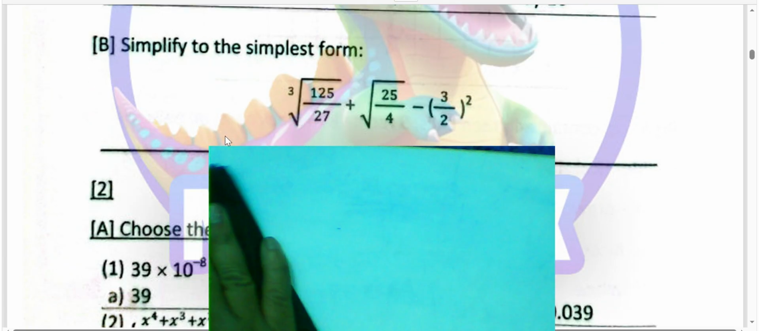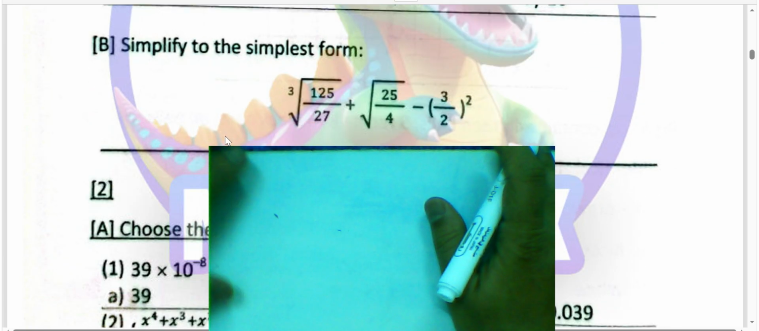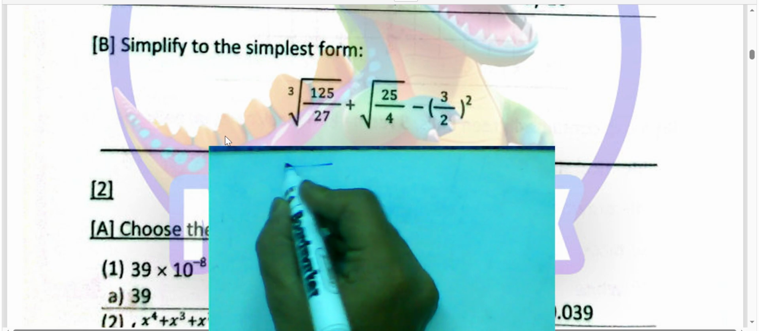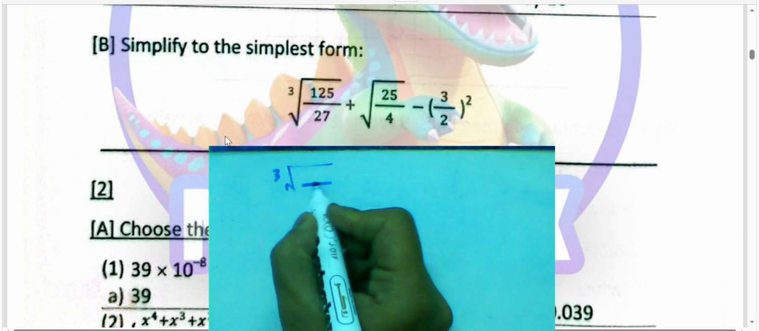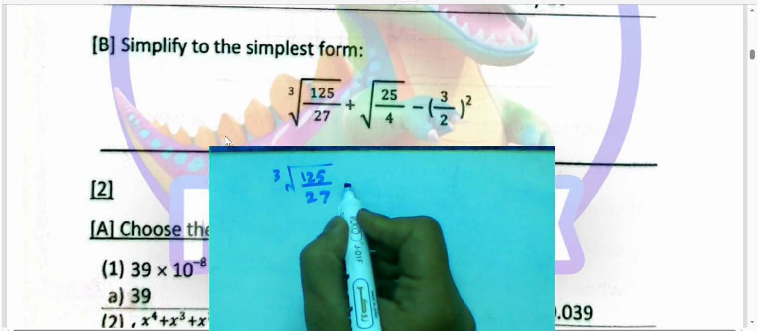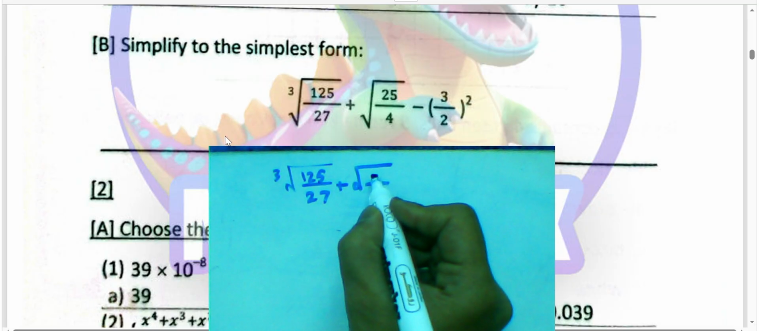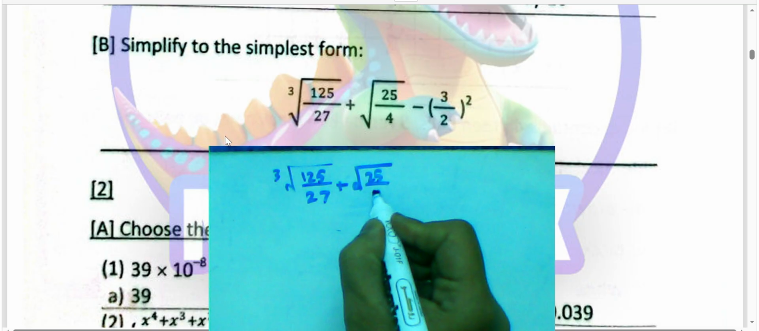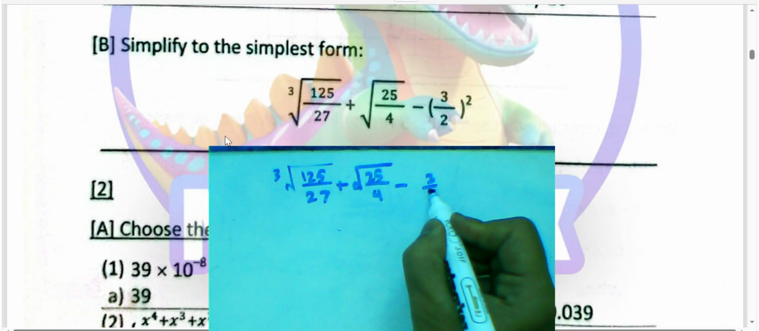Simplify to the simplest form. We have the cubic root of 125 over 27, plus the square root of 25 over 4, subtract 3 over 2 all power 2.